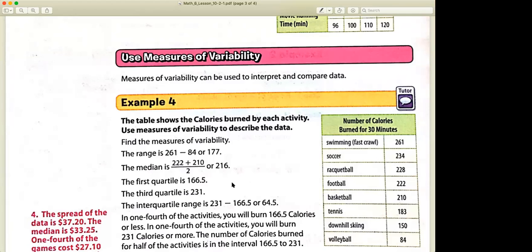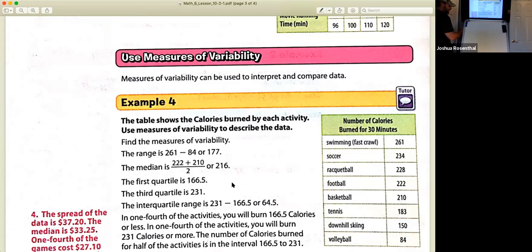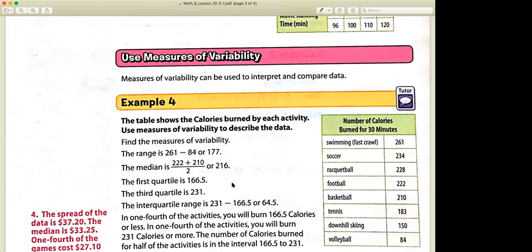outliers. Mr. Rosenthal? Yes. What was the Q3 for the problem before? 120, I think. 120? Oh, okay. And the Q1 for the last problem was 102.5? Yes.